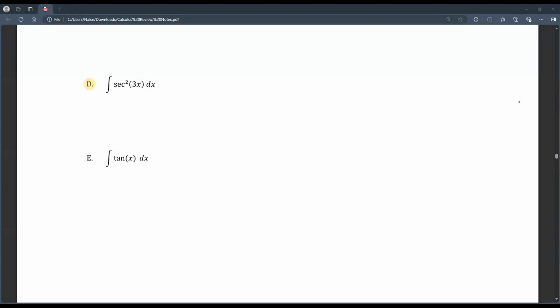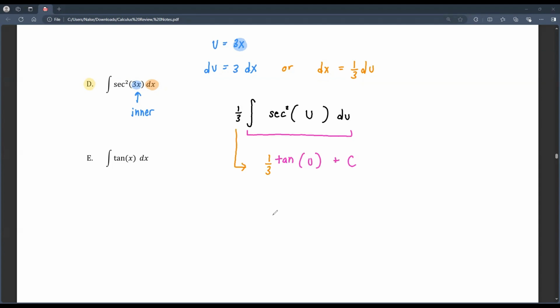Here's another example. The integrand in Part D shows an inner function of 3x. It is this inner function that should be represented by u. The derivative reveals that dx equals 1/3 of du. We can now make substitutions to completely rewrite the integrand in terms of u and du. The result is a simplified integral with a clear antiderivative. The final answer is 1/3 times tangent of 3x plus C.